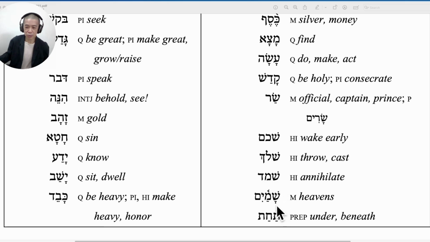The next word is heavens. It's pronounced in Hebrew as shamayim. And finally, the word under or beneath is pronounced in Hebrew as tachat.